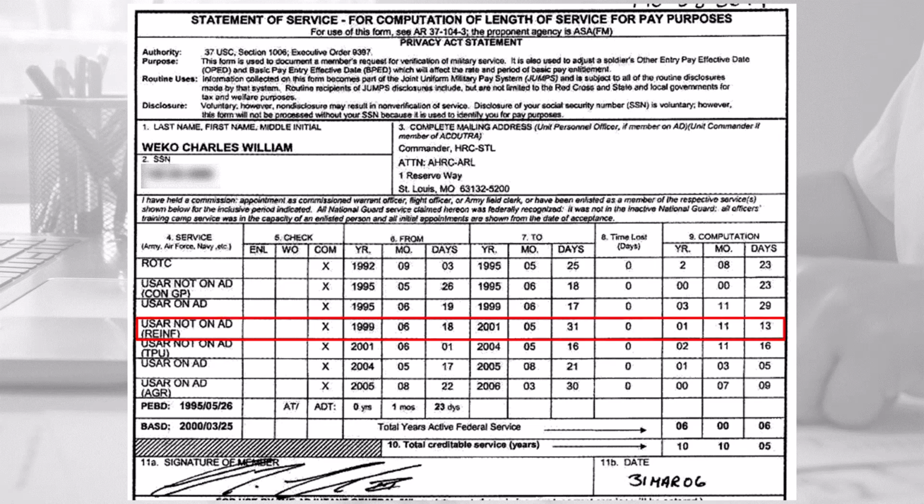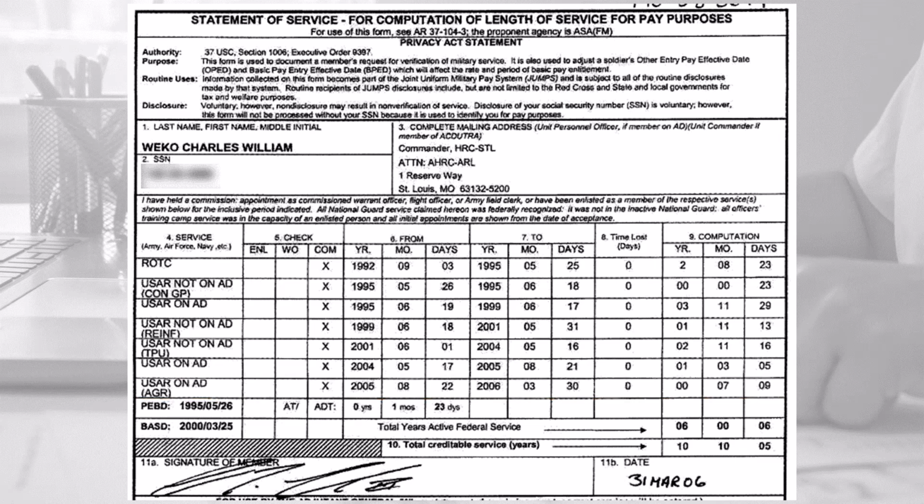Then I went back into the Individual Ready Reserve for almost 2 years. In June of 2001, I switched back to TPU status, where I cheerfully stayed until I was mobilized on May 17, 2004. In August of 2005, I joined the AGR program, where I stayed until I finally retired.